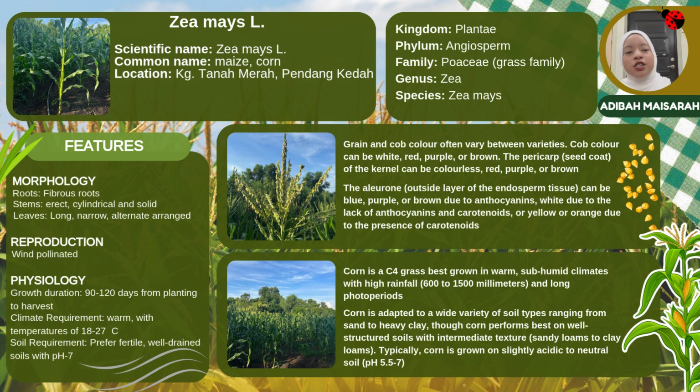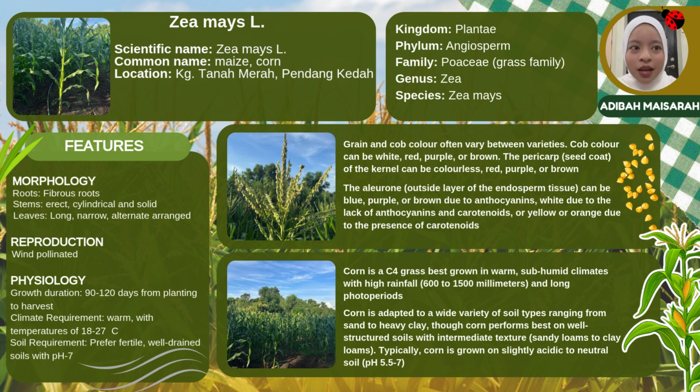In my research, I have chosen the corn plant, whose scientific name is Zea mays L. What does L stand for? L stands for Linnaeus, the botanist who described this plant. I found this plant at Kampung Tanah Merah, Pendang, Kedah, which is in my hometown.